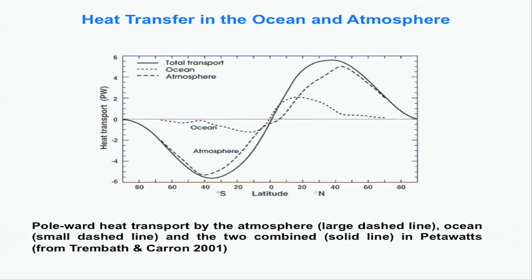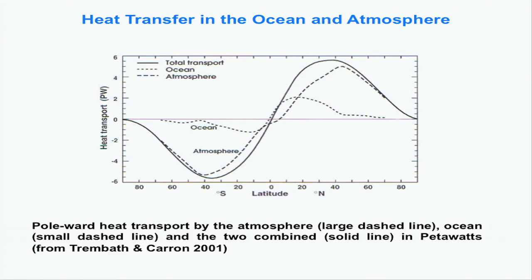Now, we talked about the heat transfer, and we said that the atmosphere does most of the transporting. It's not quite true at the latitudes very close to the equator. So the black line here shows the total heat transport in petawatts, negative as we go to the southern hemisphere, positive as we go to the northern hemisphere, to the polar region. And you notice that we have a very strong increase as we move away from the equator in terms of the total, and then it reduces as we go back down to about 80-90 degrees. And you notice the peak is around about 30 to 40 degrees in each case.